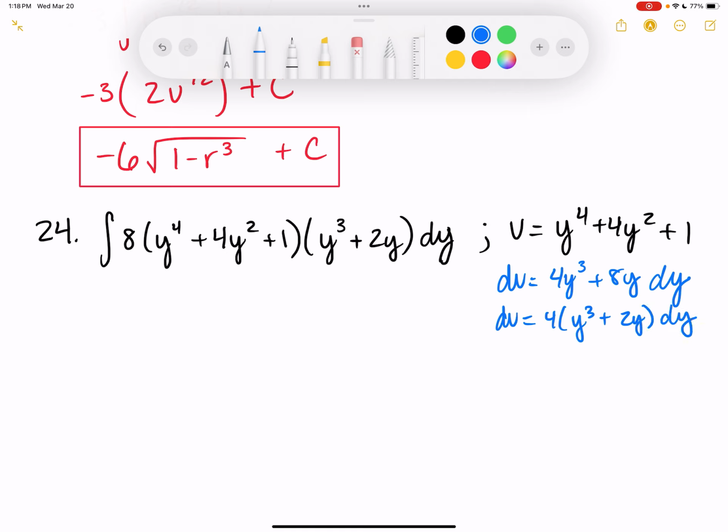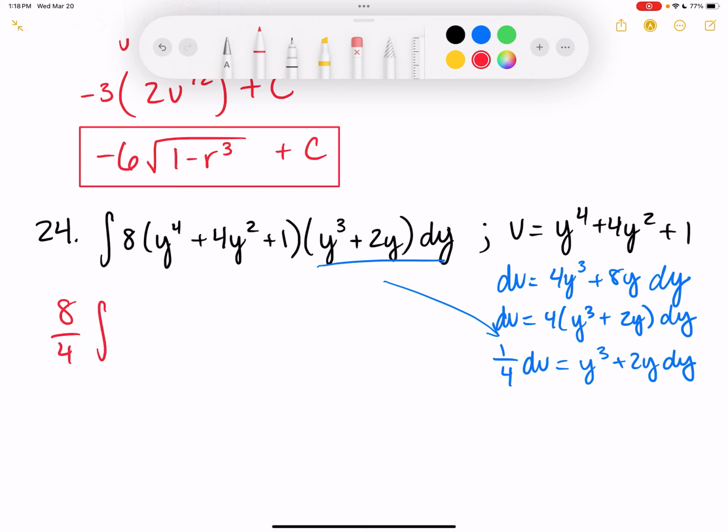Would you look at that? That's kind of crazy. 1/4 du is equal to y cubed plus 2y dy. So this piece right here has become 1/4 du. I can take the 8 out front, and I'm going to put the 1/4 over here. So 8 over 4 times the integral of u times du.